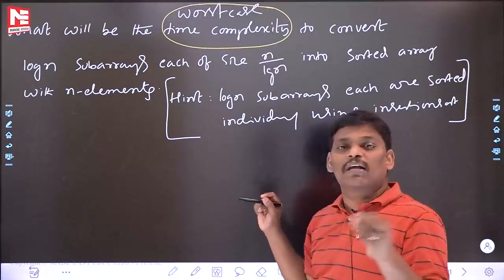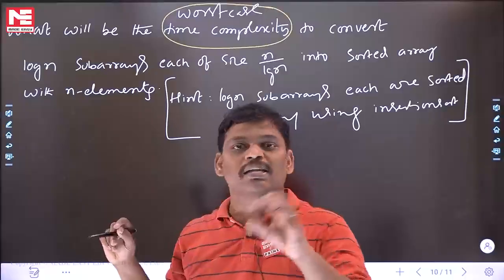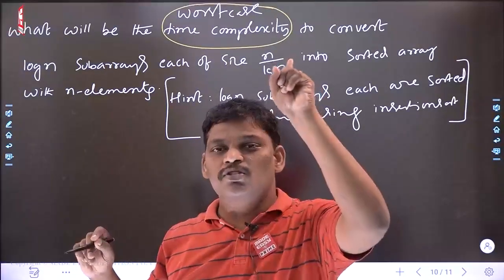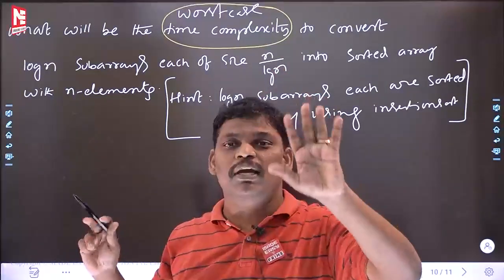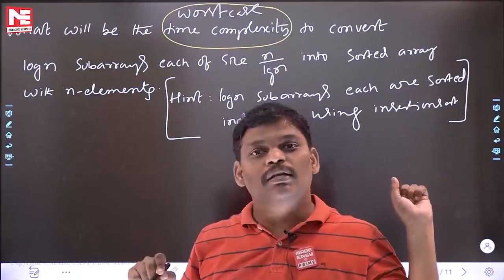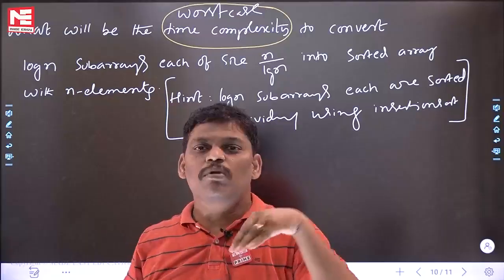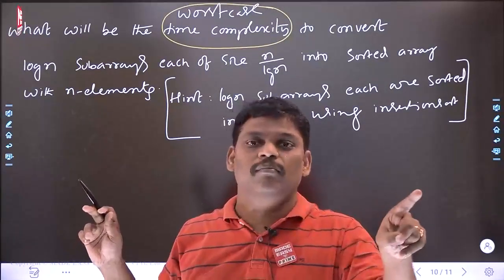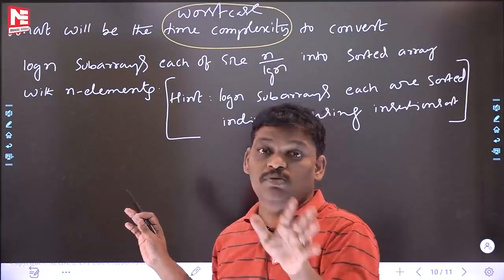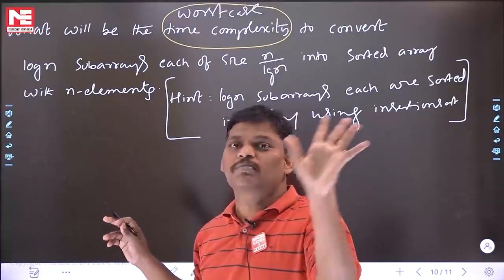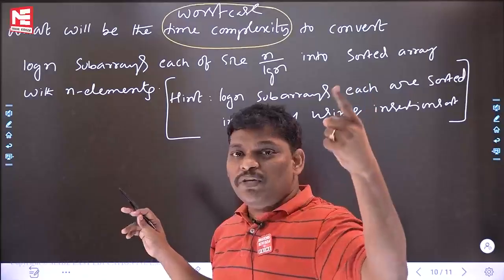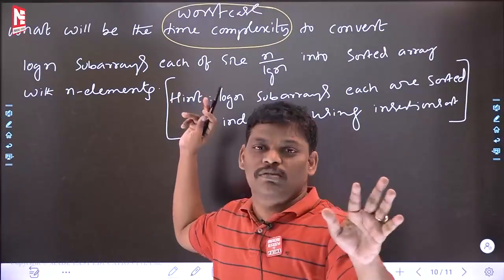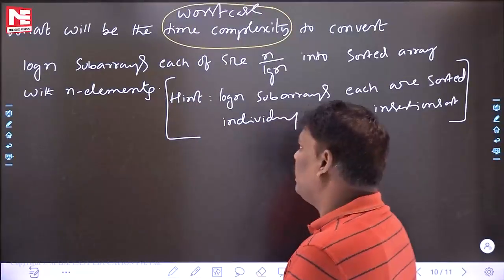So we have log n subarrays, each of size n by log n, and you want to make it a single sorted array with n elements. Some people are thinking, sir, this problem you already covered, why are you covering it again? No, you are misunderstanding. Read the problem again. This one I didn't cover; a major point is missing. The first problem is this only, but there is a big difference.